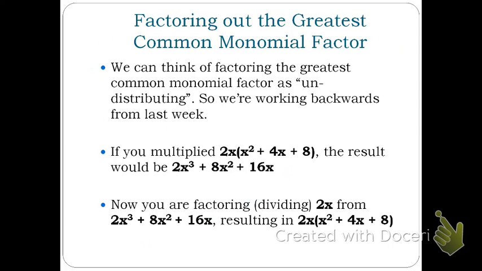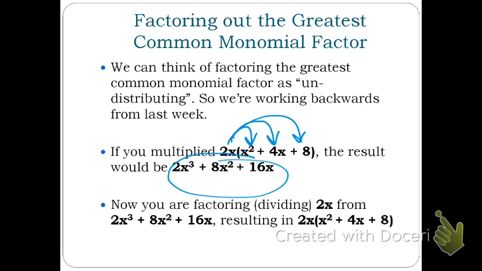So when you're factoring out the greatest common factor of a monomial, you can think of this as undistributing or reverse distributing. So we're working backwards. If you were to multiply 2x times the quantity x squared plus 4x plus 8, your result would be 2x to the third plus 8x squared plus 16x. You'd use that distributive property. Remember when we took the term and multiplied it to each term on the inside? Well, when you're factoring, you're going to do the reverse. You want to know how did you get this? Okay, that is basically what it's asking.